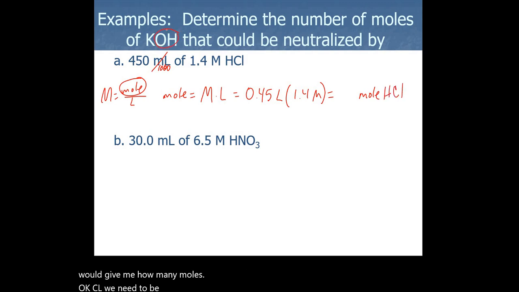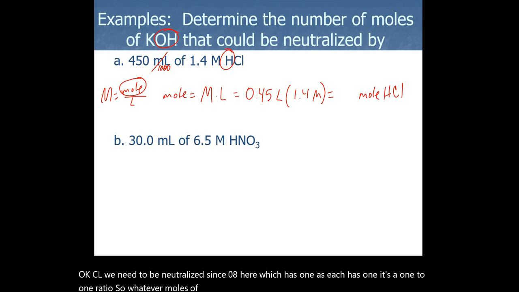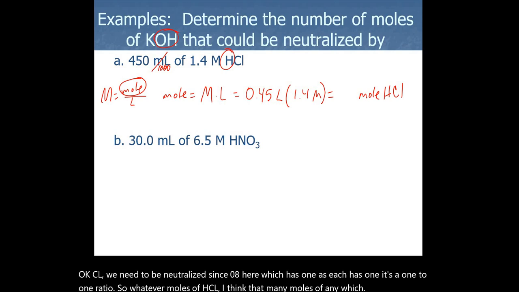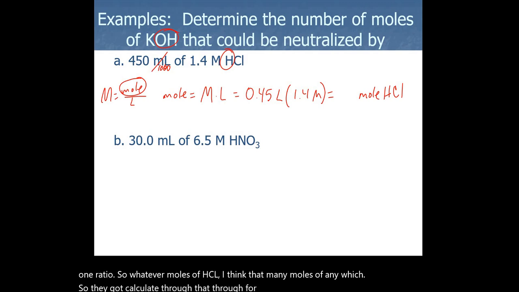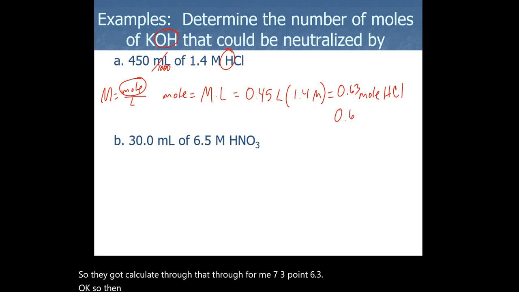Since KOH has 1 OH and HCl has 1 H, it's a 1-to-1 ratio. So whatever moles of HCl, I'd need that many moles of KOH. Somebody got a calculator, throw that through for me. 0.63, thank you. Okay, so then I would need 0.63 moles of KOH, is what they were asking.